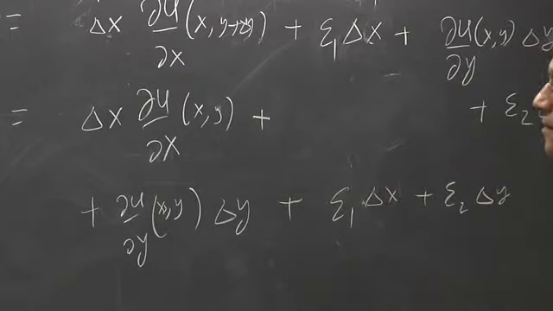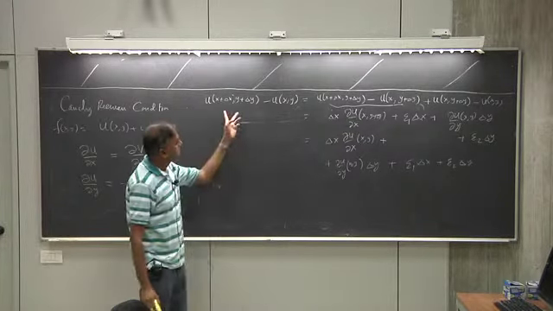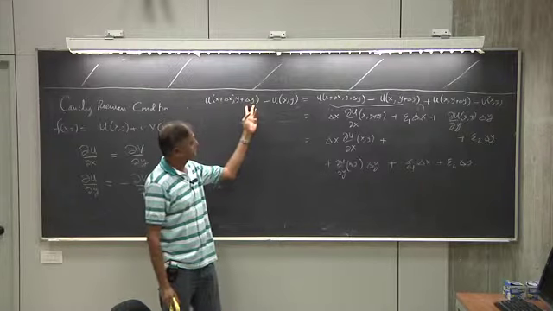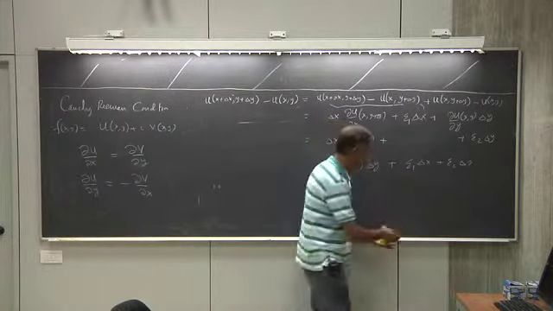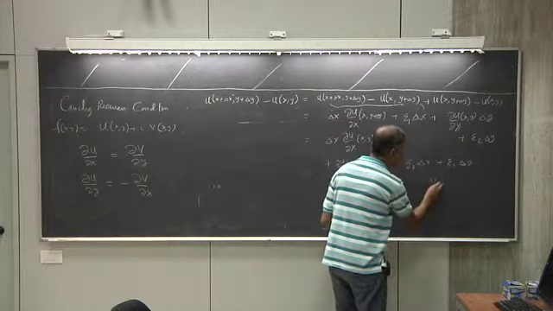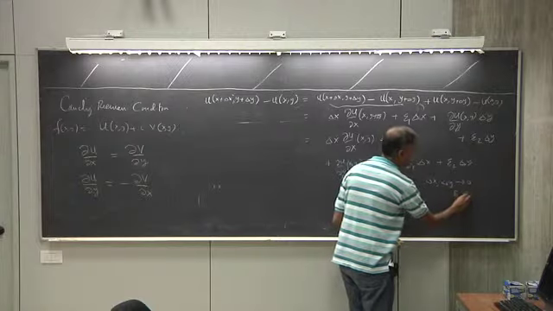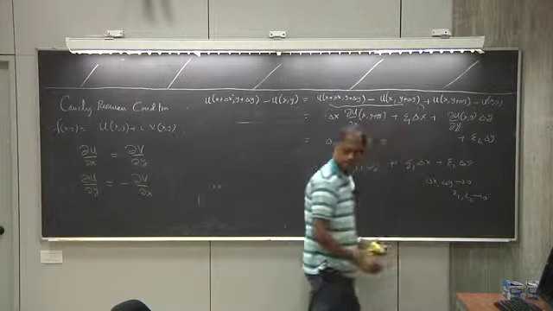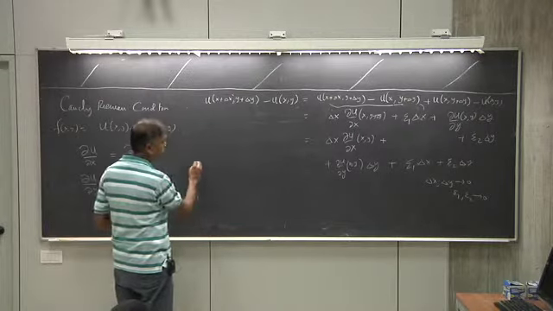Okay. So this is the equation you find. Again, the important point to emphasize is that in the limit delta x and delta y go to 0, epsilon 1 and epsilon 2 go to 0. That's the statement.